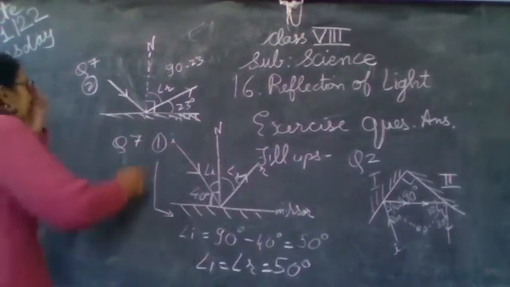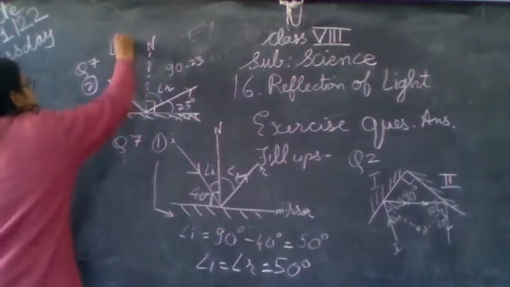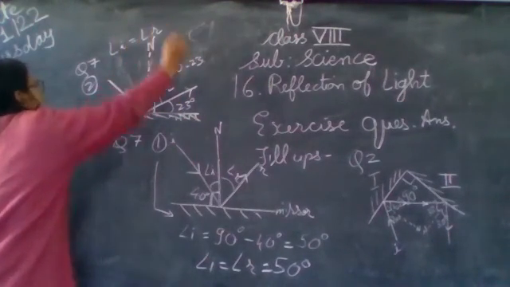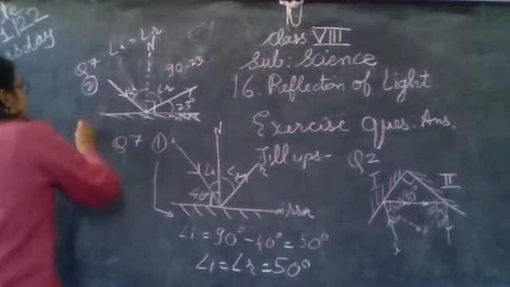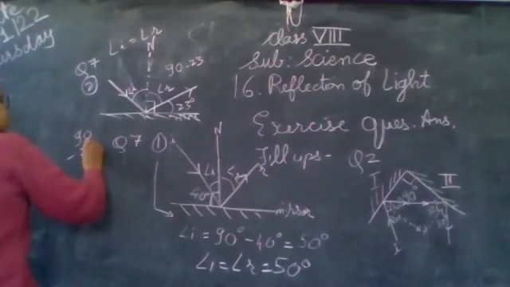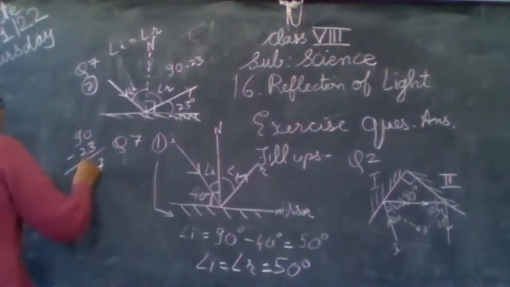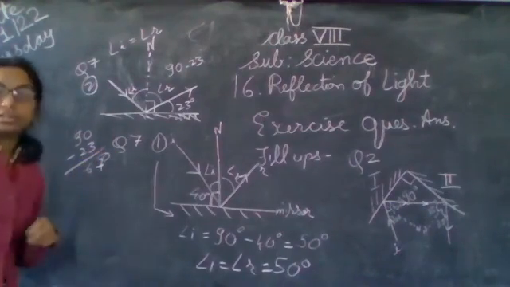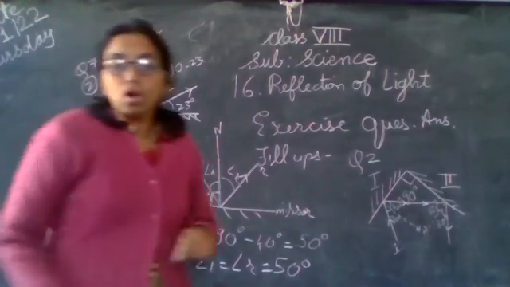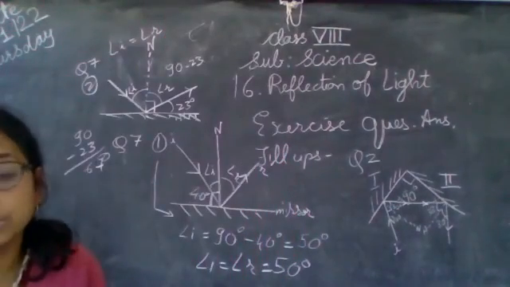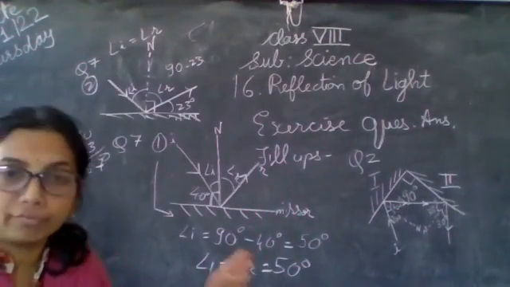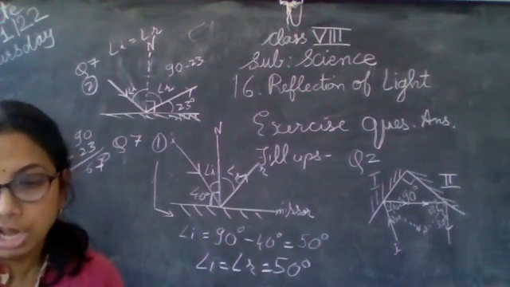Okay, and the angle of incidence is always equal to the angle of reflection. Therefore, the angle of incidence is also going to be 90 minus 23. That is 67 degrees. That answer also we got. And I want you all to write down all these answers in your fair copy along with the problem solutions.